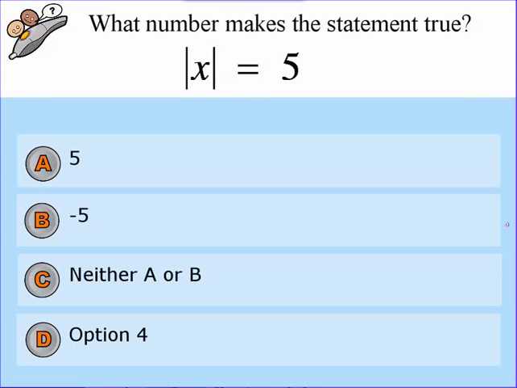What makes the statement true? I want you to just look at that and tell me, A, B, C, or D, what makes that statement true? Option 4 didn't come out right, sorry. Option 4 is supposed to be both A and B. That one didn't come out, but option 4 should be both A and B.